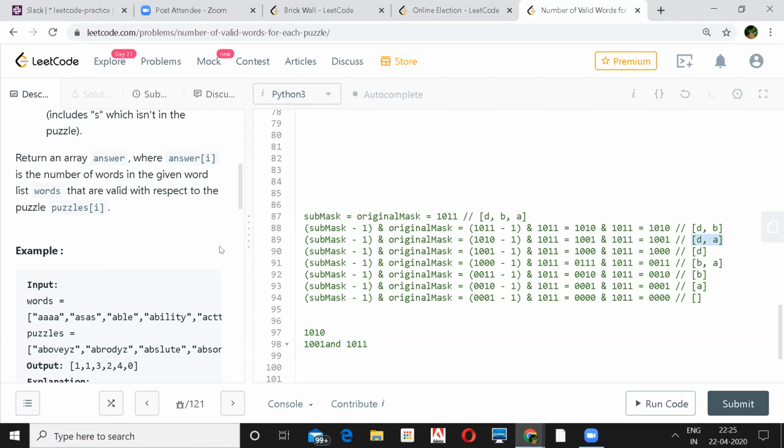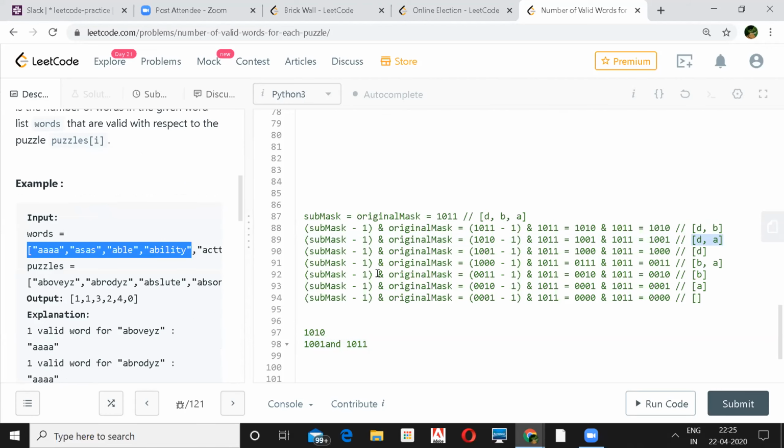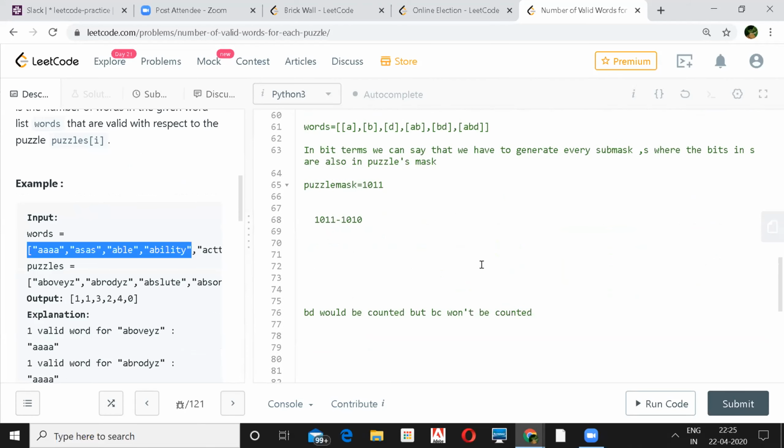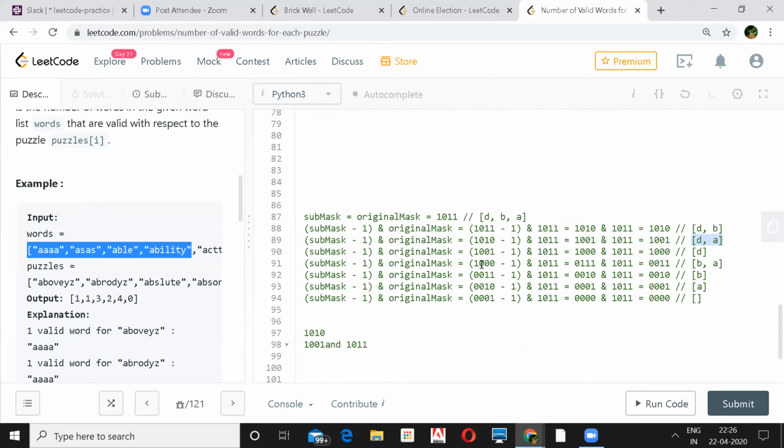And if this word is present in this list, that means you can count it as 1. Also, you're trying to create all the combinations, all the permutations of the bits, because if any word belongs to this word, then that will have the same mask as this particular word.